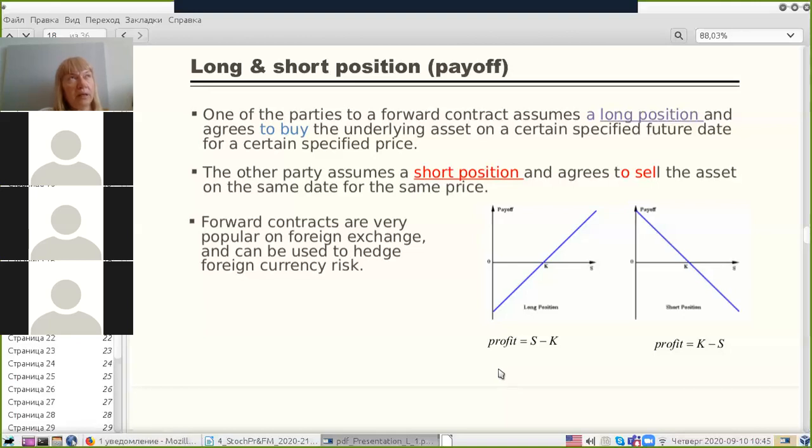Can I explain again about this? It's clear. Before K, it's your loss. For example, if K is $100, then before K it's a loss, but after K it's a win. But for the short position, it's the opposite. It's clear. So go on.